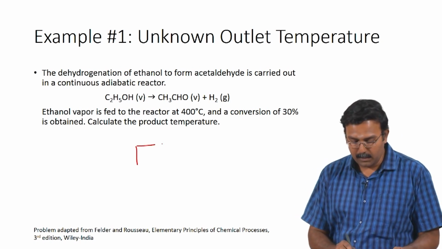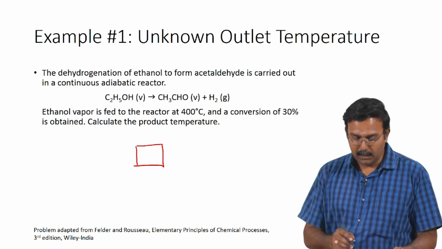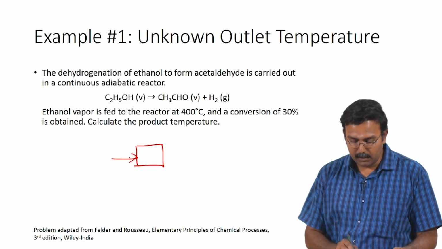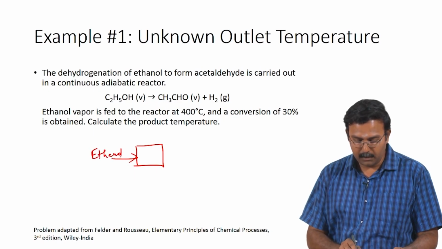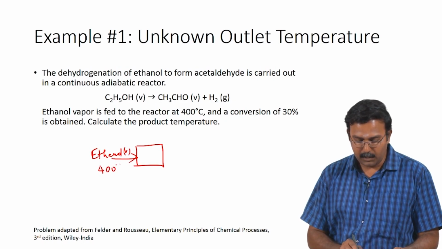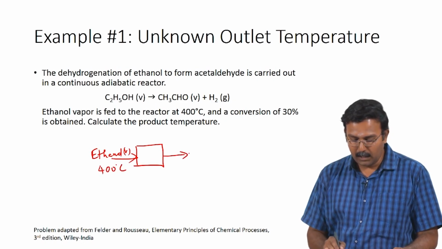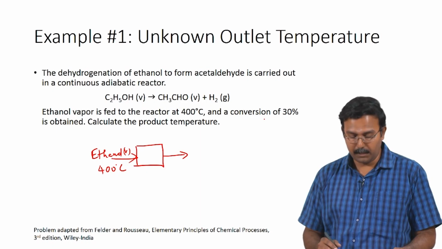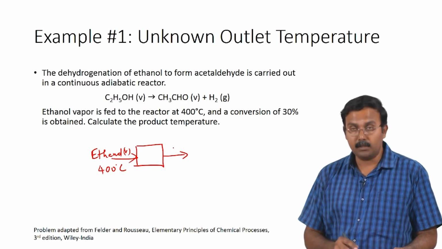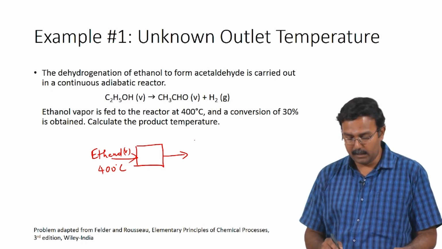So what you have is a reactor where the dehydrogenation of ethanol is taking place. So let us assume that the inlet is only ethanol. So you have ethanol vapor and it has been given that it is coming in at a temperature of 400 degrees Celsius and you would have a product stream which would have unreacted ethanol. We know that the conversion of ethanol is only 30%. That means 70% of ethanol entering will actually be leaving the system.